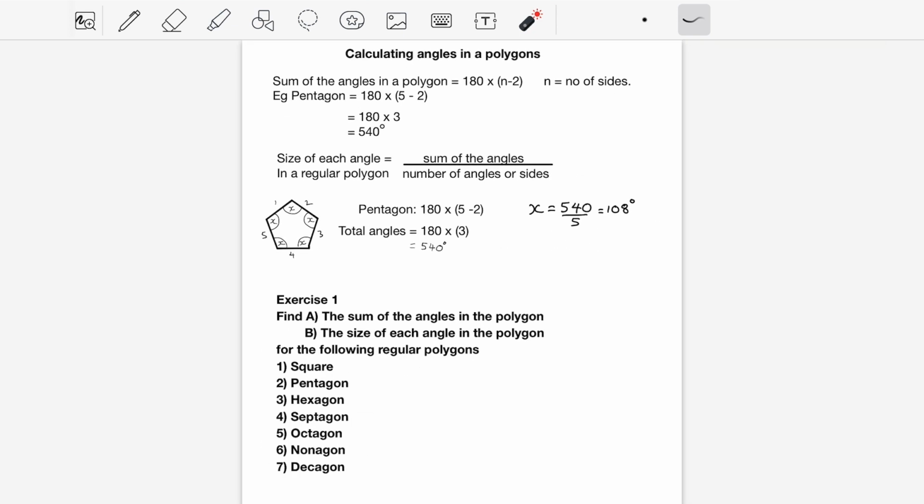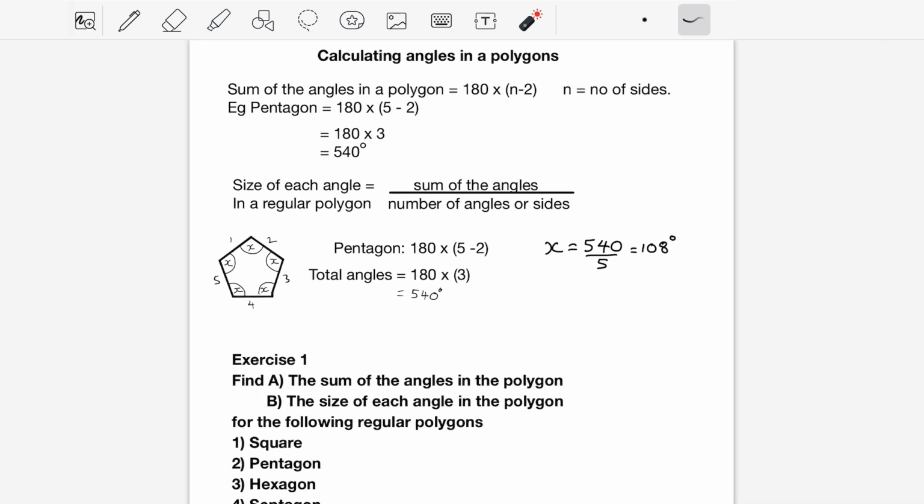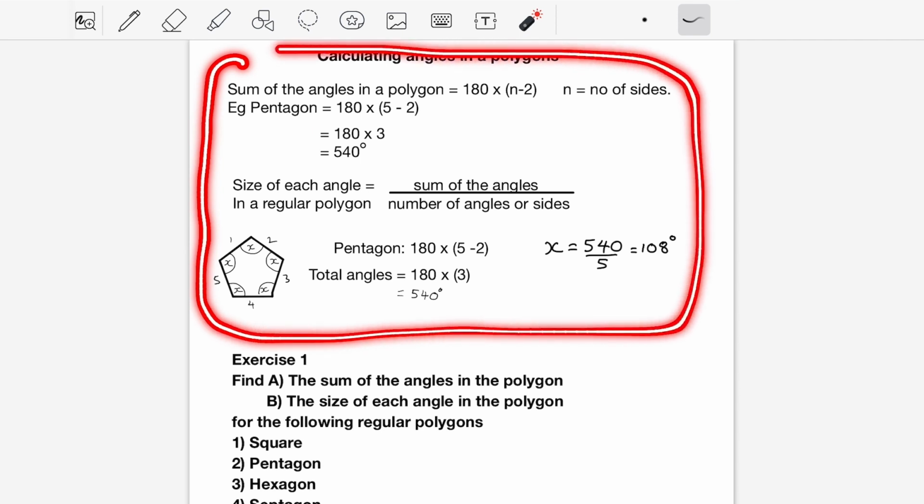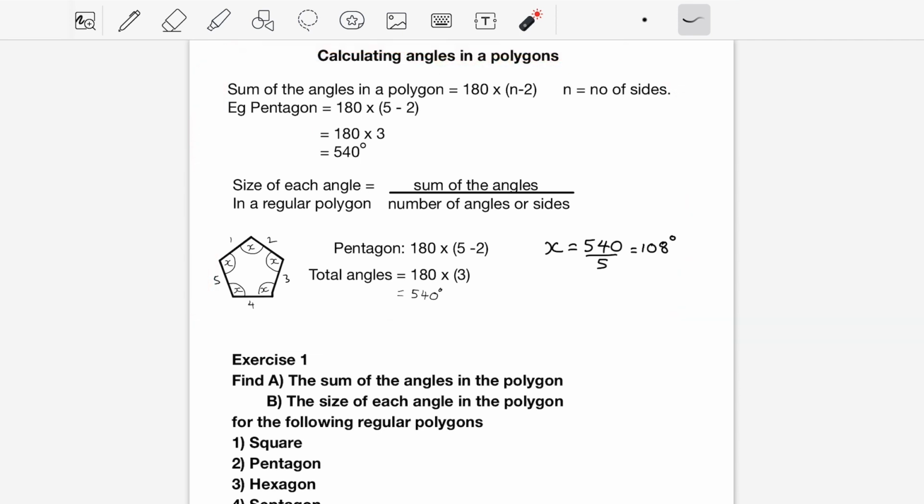So you can pause the video now, take down the formula and the example, and then you can try the exercise below. When you are finished, you can unpause the video and we will go through the answers together. Alright, let's resume.